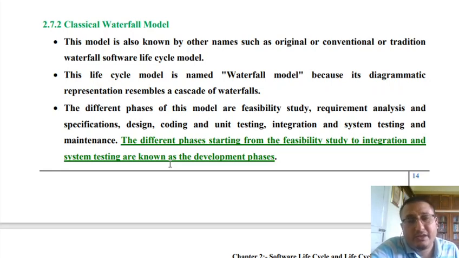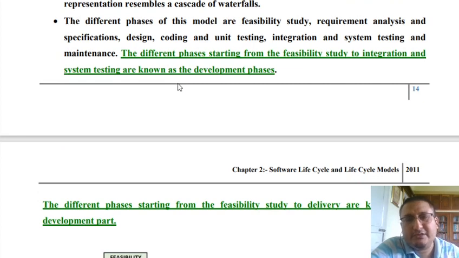Now, the phases that extend from the feasibility study phase to delivery of the product are called the development part, because delivery of the product is not a development phase, but it is the responsibility of the developer. So students, always remember that you need to be able to differentiate between the development phase and the development part. The development phase extends from feasibility study to integration and system testing, whereas the development part extends from feasibility study to delivery.